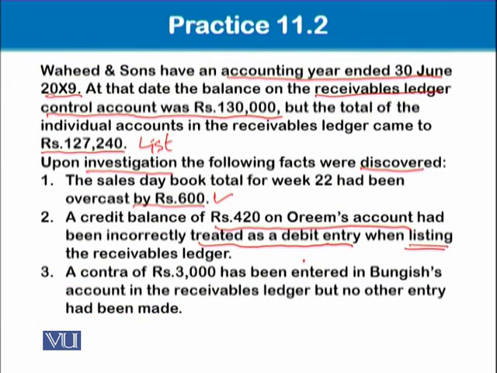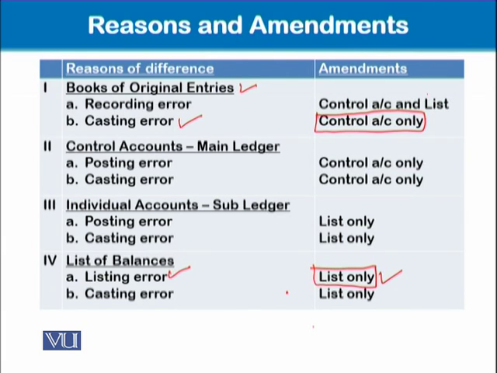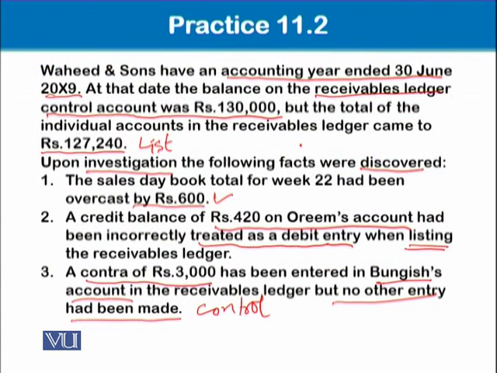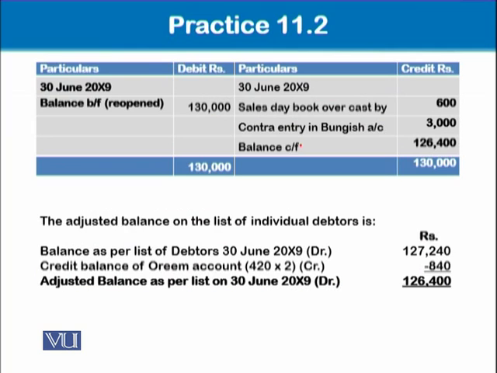And the third issue is that a contra of 3,000 has been entered in Bungish account. Bungish account is in fact an individual account in the receivable ledger, but no other entry had been made, meaning we could not record this in the control account. So this is a posting error in the control account, and only the control account will be amended.